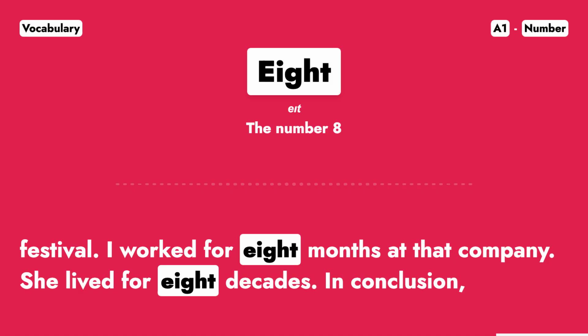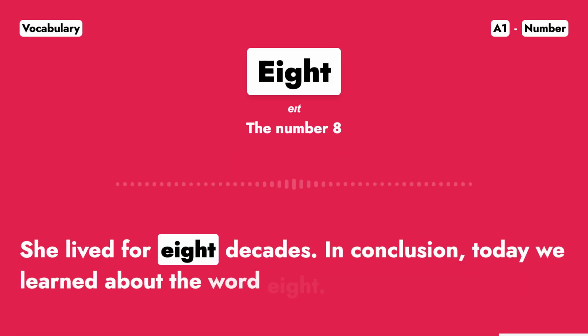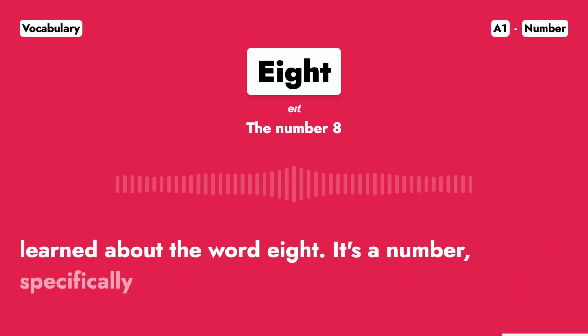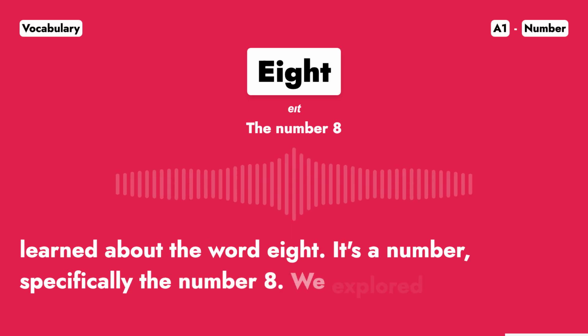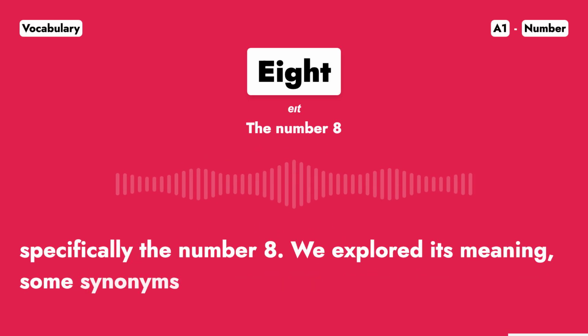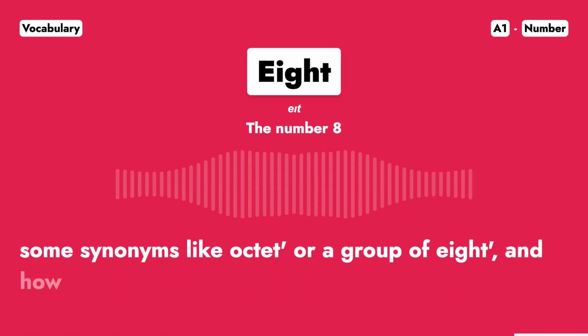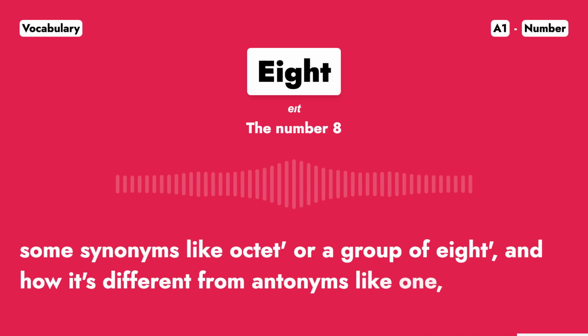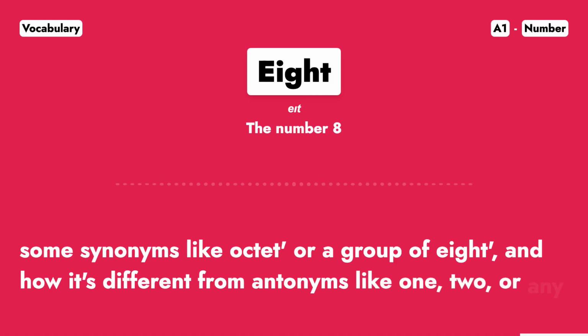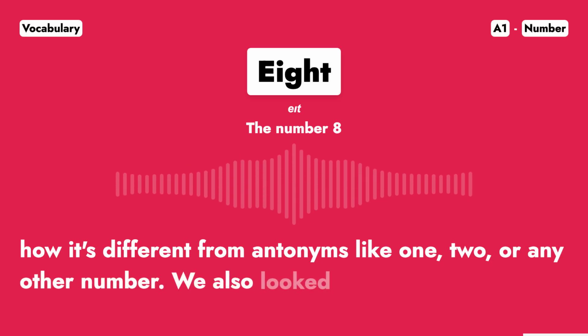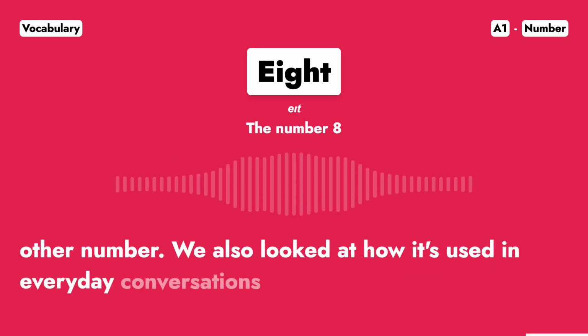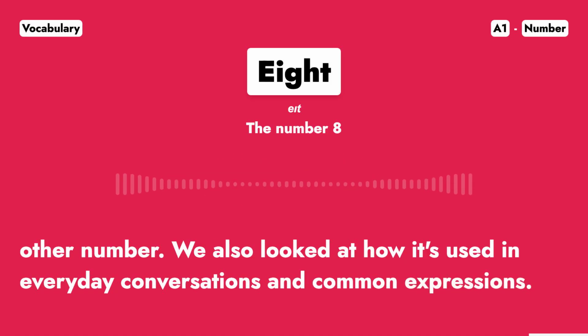In conclusion, today we learned about the word 8. It's a number, specifically the number 8. We explored its meaning, some synonyms like octet or a group of 8, and how it's different from antonyms like 1, 2, or any other number. We also looked at how it's used in everyday conversations and common expressions.